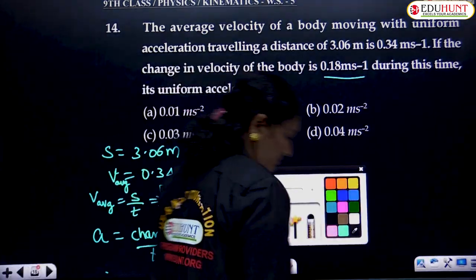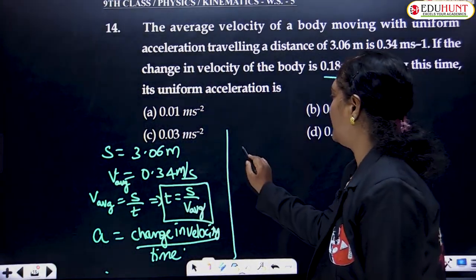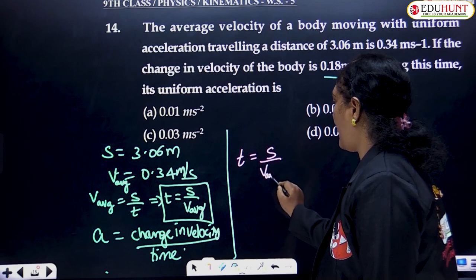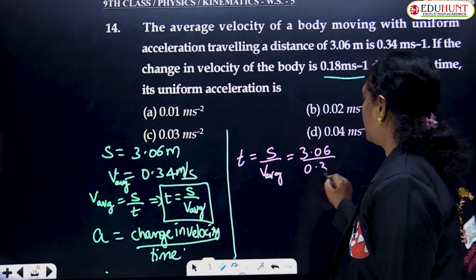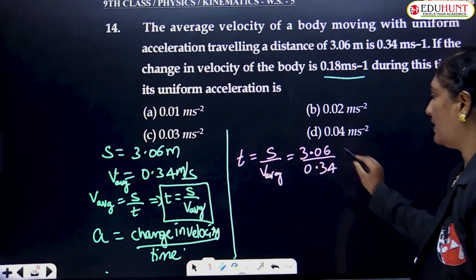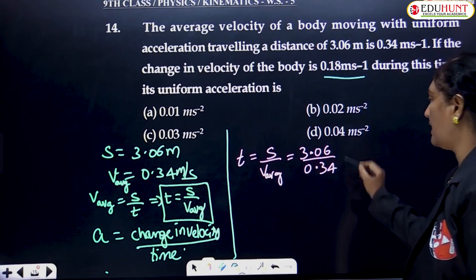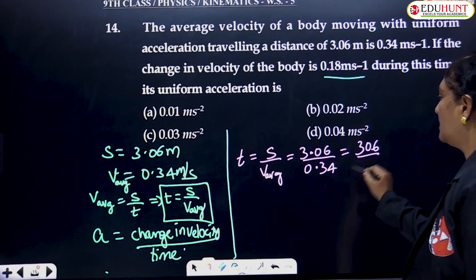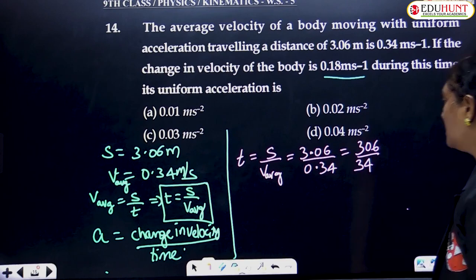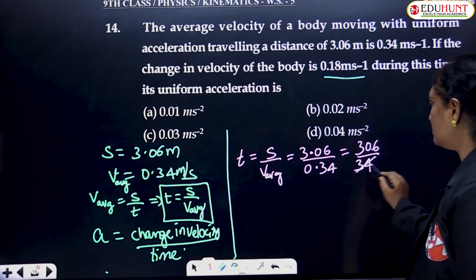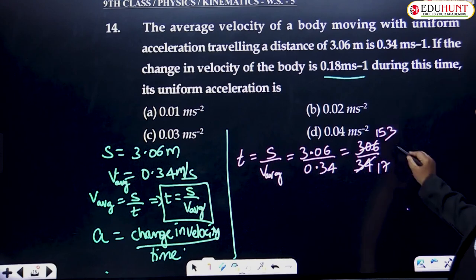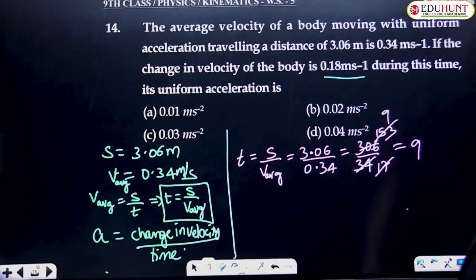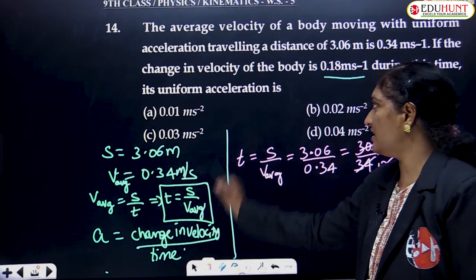So let us try to find it out. First, find the value of t. T is s by v average. How much is s given? 3.06 by 0.34. Just to remove this decimal, I multiply the numerator and denominator by 100. 3.06 into 100 is 306, 0.34 into 100 is 34. Further simplification: 2 goes 17 times and 2 goes 153 times. 17 nines are 153, so 17 goes 9 times. Hence the time is 9 seconds. How much time did it take to travel? 9 seconds.